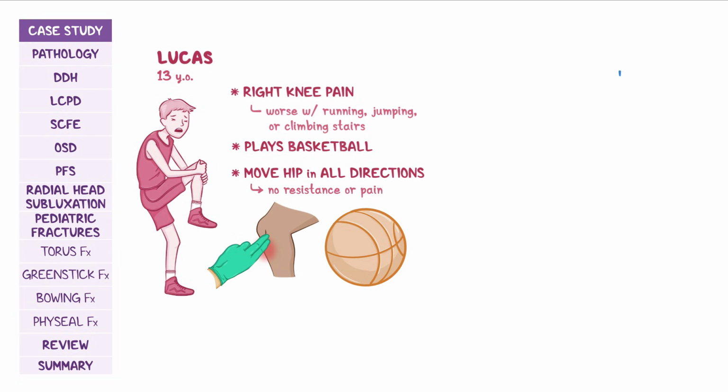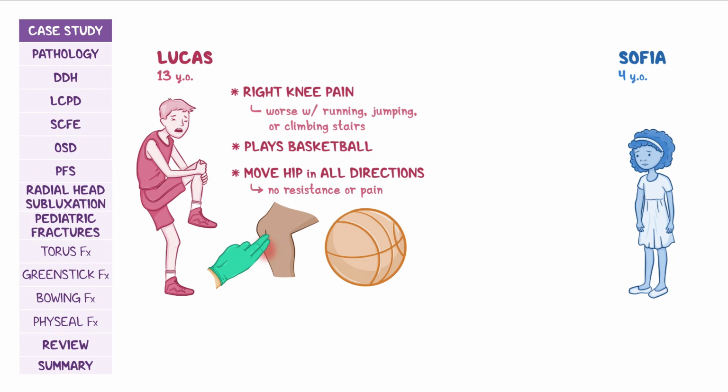Some days later, a 4-year-old girl named Sophia is brought to the clinic by her parent. Earlier that day, Sophia's older sibling was swinging her by the arms. Since then, Sophia has been experiencing pain in her right arm when she tries to move it.